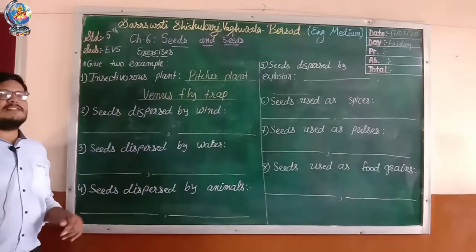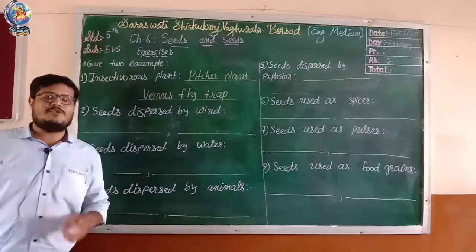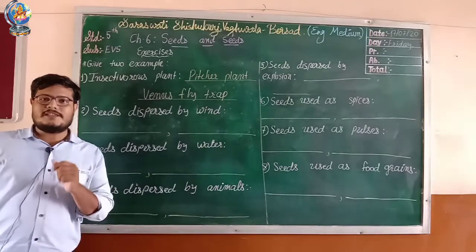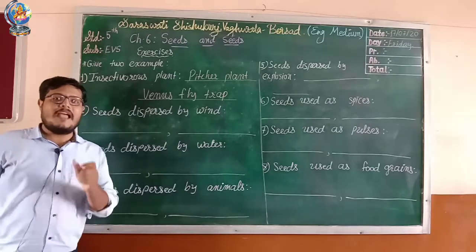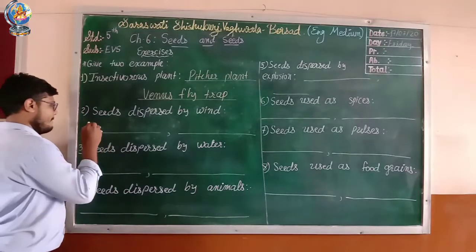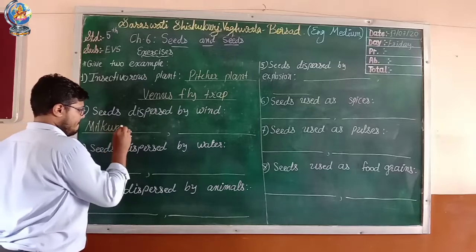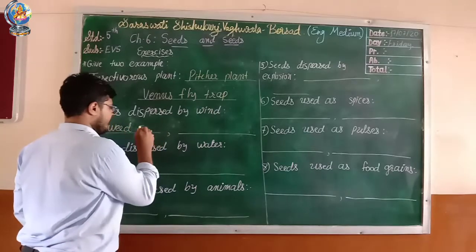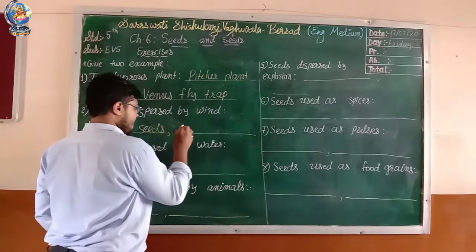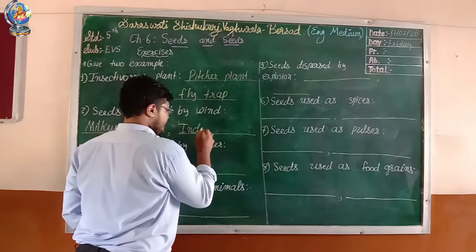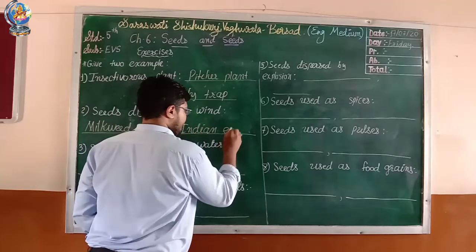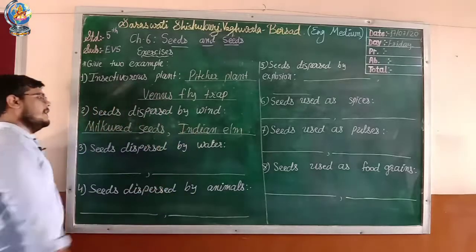Okay, second question here, seeds dispersed by wind. We have two seeds, right? The first one is milkweed seed, and the second one is Indian almond seed. So let's write it. Milkweed and Indian almond seed.